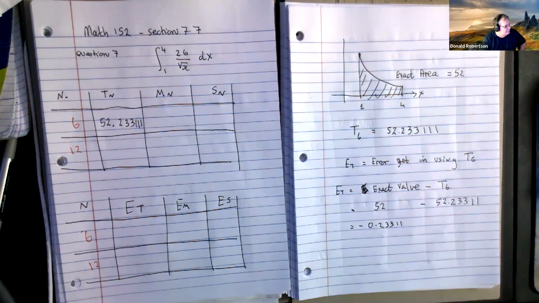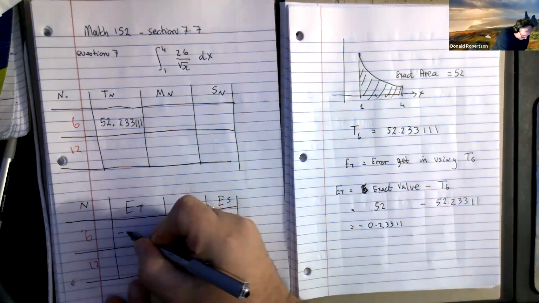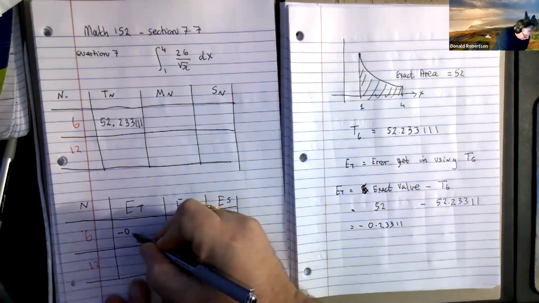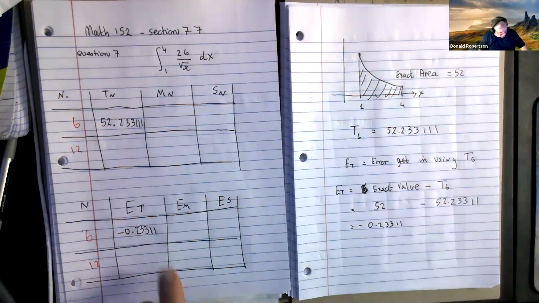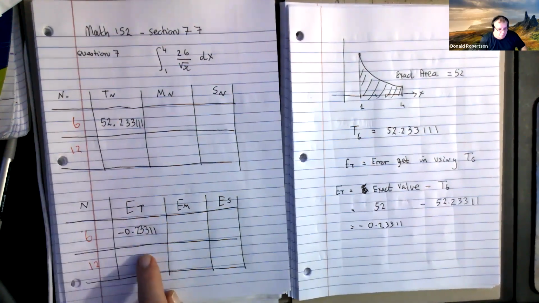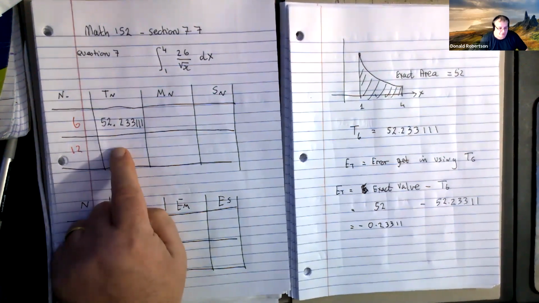And it's okay. Answers are allowed to be negative. It's really basically saying your estimate is bigger than the true value. And that will, in many cases, happen. So negative 0.23311.